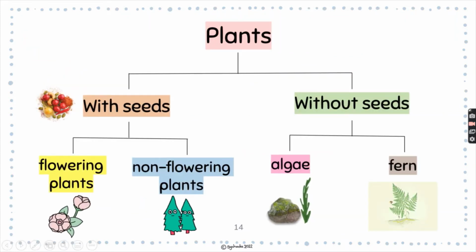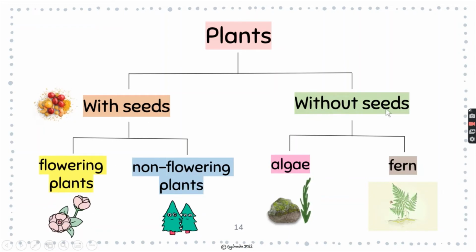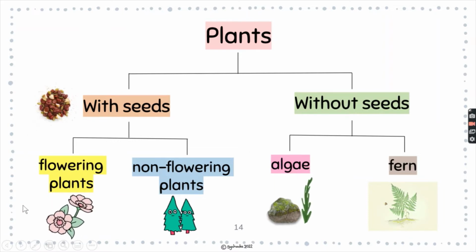In year 8, we divided and classified plants as with seeds and without seeds. Plants with seeds can be divided into flowering plants or non-flowering plants, and those without seeds can be divided into algae or fern. However, in O levels, we're only going to focus on flowering plants and ferns.